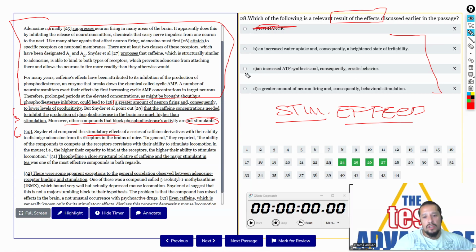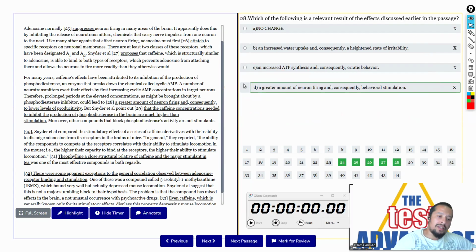It would be answer C, erratic behavior, or D, behavioral stimulation. So again, C or D: are we dealing with more ATP synthesis or greater neuron firing? If we go back here, we're discussing neuron firing. So here we're going to go with answer D. It's a tricky question. This is not a science class, but we need reading from our side, right? You're always looking for these types of ideas. Any questions here?